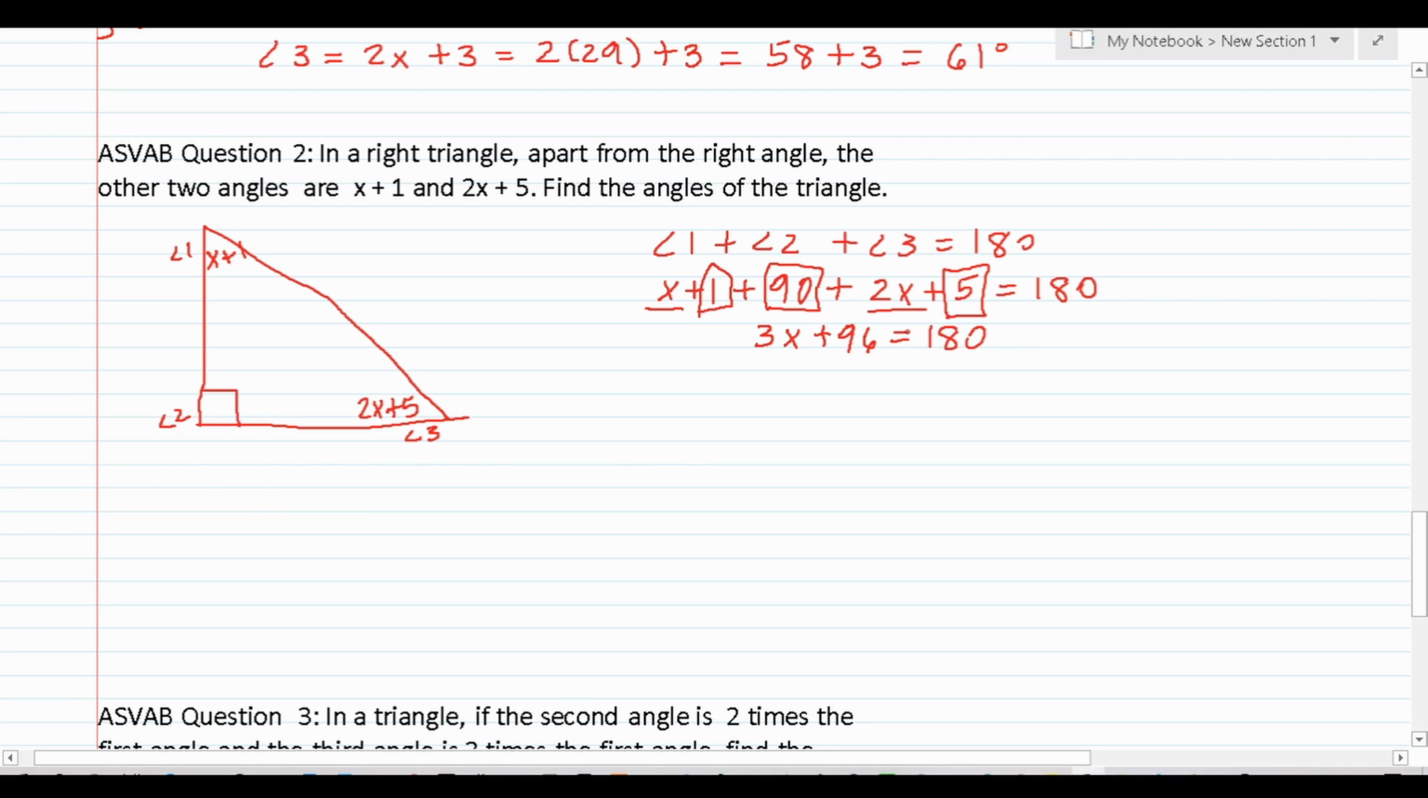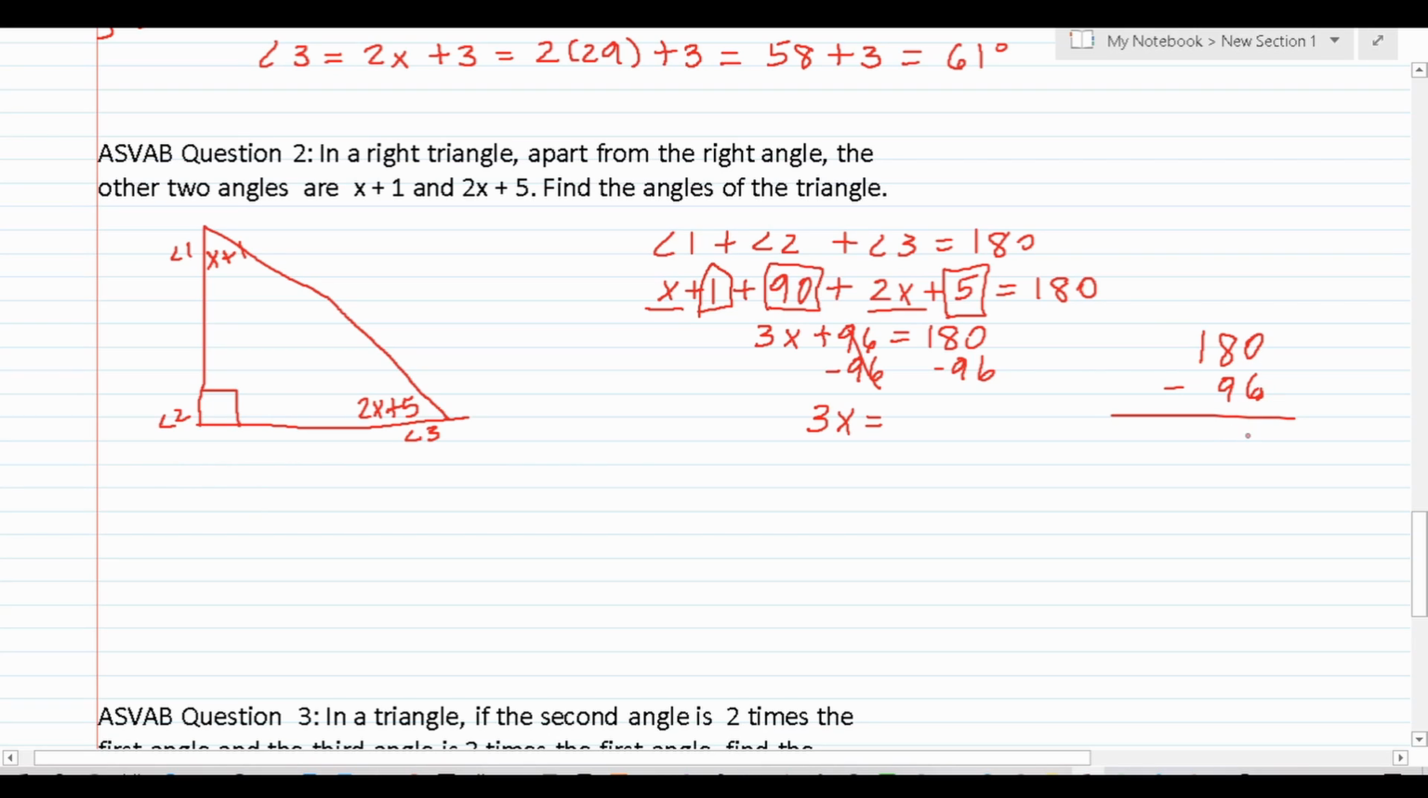All right, so again, now we can start moving things across the equal sign. So let's start by subtracting 96 from both sides. That's going to cross out, leaving you with 3x equals 180 minus 96. Let's work that off to the side. Again, that's not an easy one to do in your head.